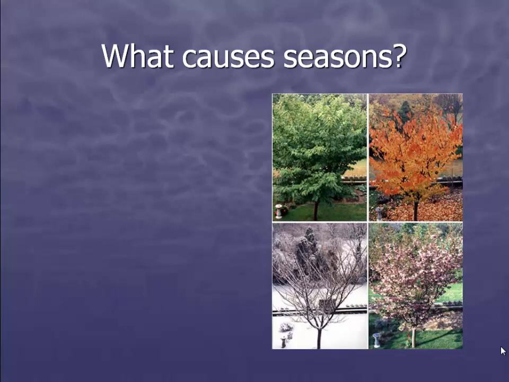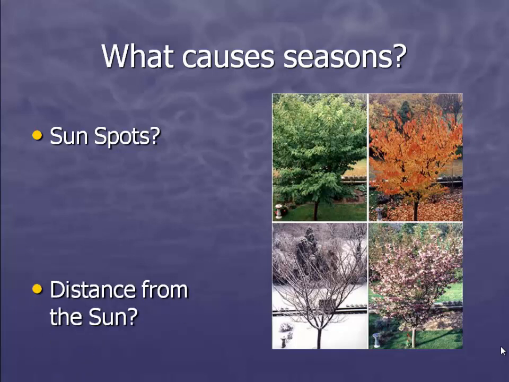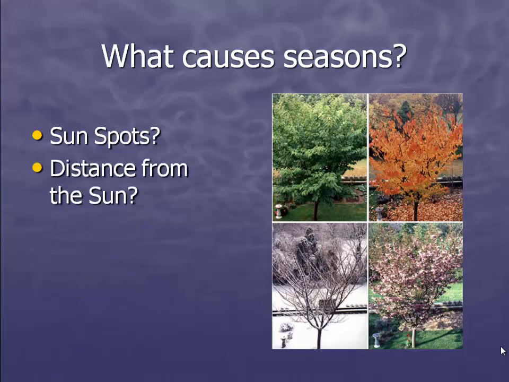Some of the more common answers were sunspot solar activity causing seasons. Another was the distance from the sun, which would make sense because at different times of the year we are at different distances from the sun. So you would think when we're closer to the sun we'd have warmer temperatures, and when we're further away we'd have cooler temperatures. But actually both of those are incorrect.